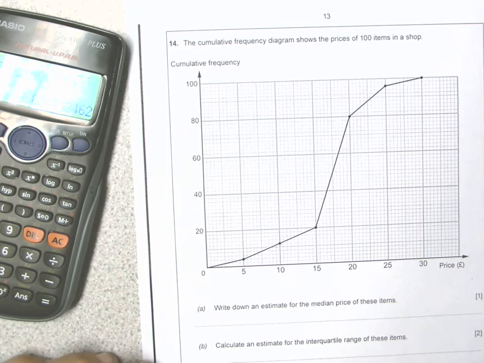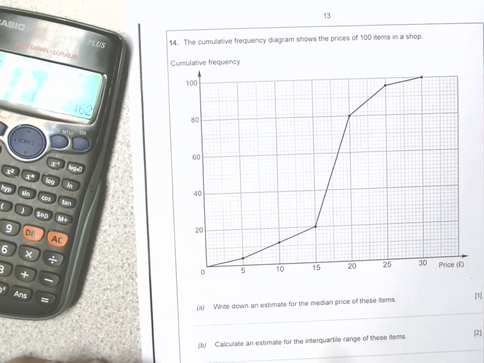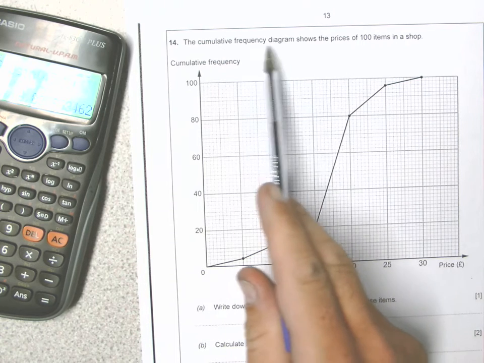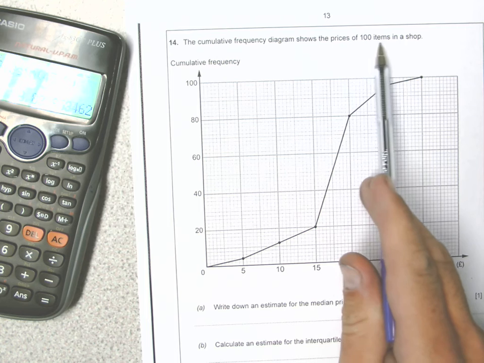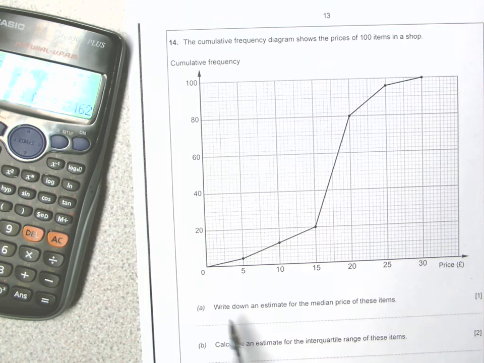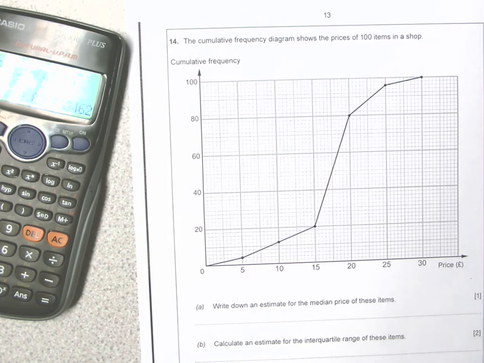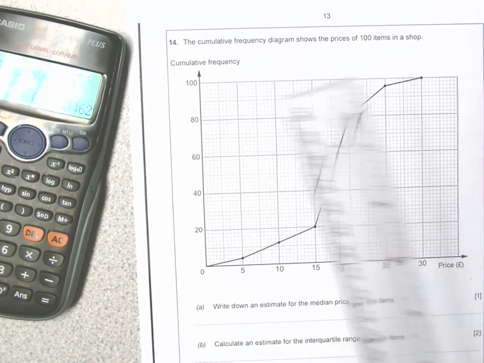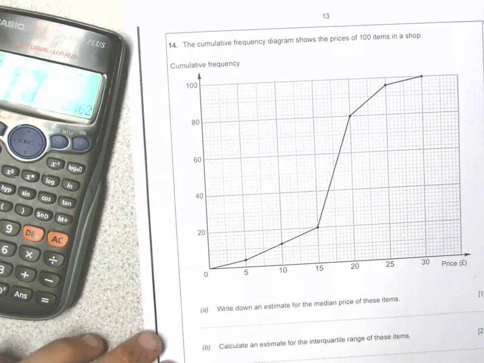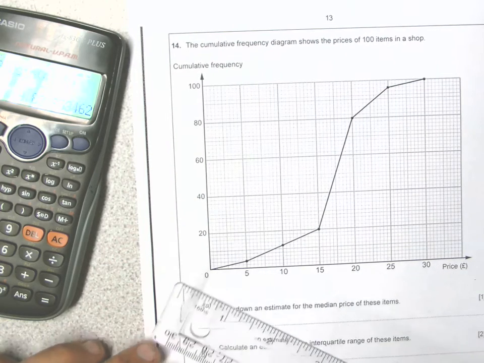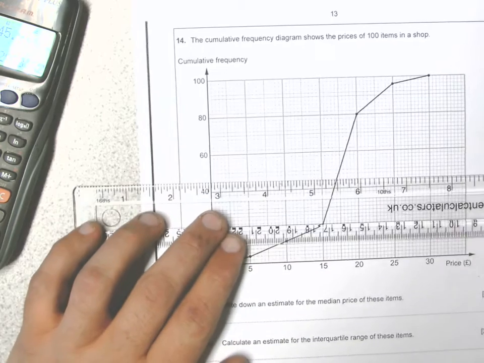Okay, cumulative frequency question. You see here the curve's already been drawn for you. It's referring to a cumulative frequency diagram showing the prices of 100 items in a shop, and it says write down an estimate for the median price of these items. Now if there's 100 items, the median item will be the middle one, so we're talking the 50th one. If there's 100, 50 is in the middle.